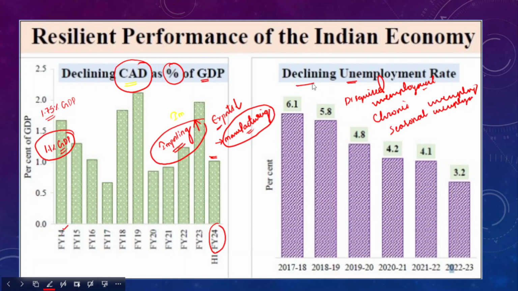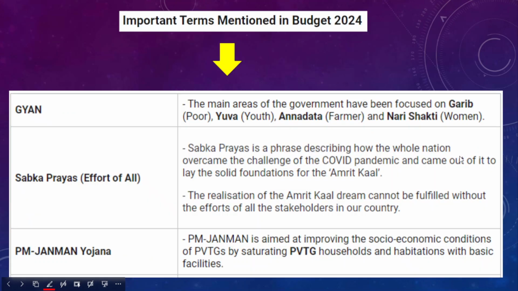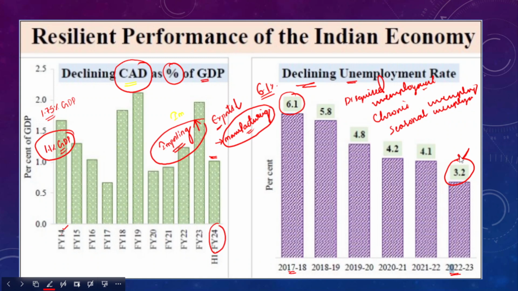However, the government data shows that over a period of time, the unemployment rate has been significantly declining. For example, in the year 2017-18, we had 6.1 percent unemployment, but in the year 2022-23, we have just 3.2 percent unemployment. And this shows that there is a resilient performance of the Indian economy.